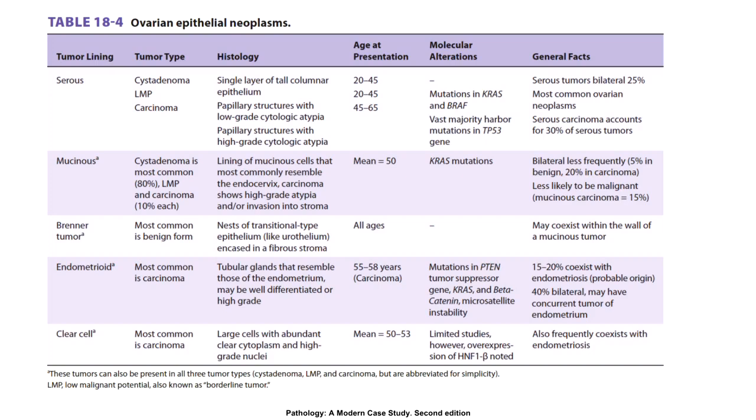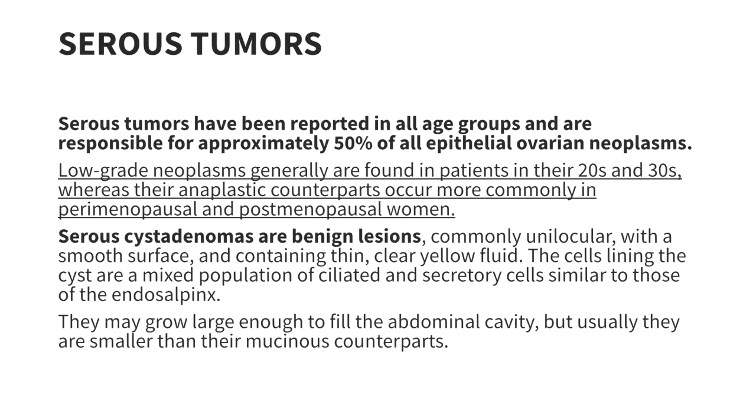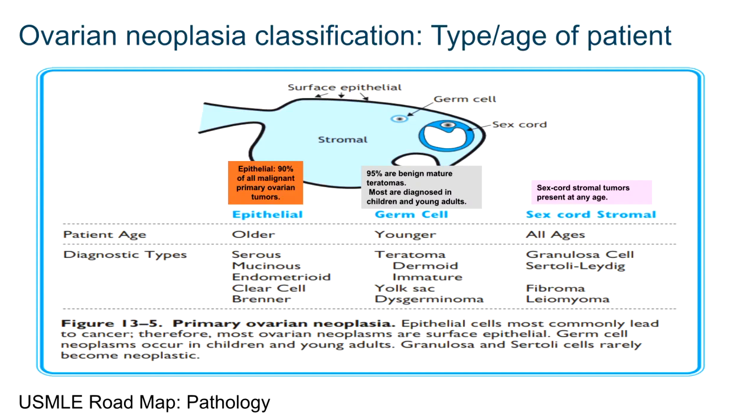Mucinous tumor, the molecular alteration basically is KRAS mutation, and the mean age of presentation is going to be 50 years. We've already talked about that. So, epithelial tumors, 90% of all are going to be malignant. Primary ovarian tumors in germ cells are usually presented in younger patients. Germ cell neoplasms of the ovary are 95% benign.